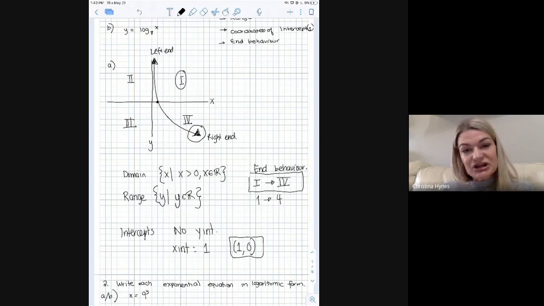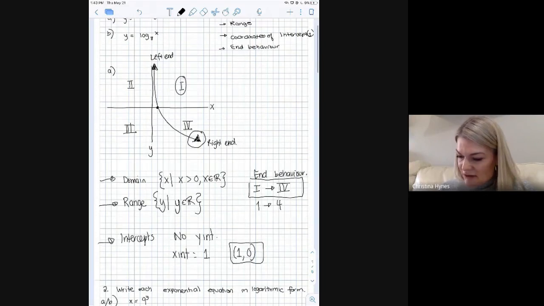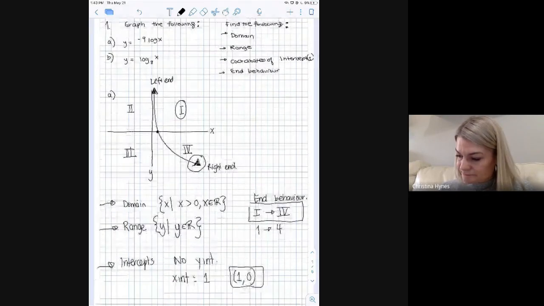That might change depending on each of these graphs, but pretty much the rest should be the same for all of the graphs. Okay, I'm going to repeat those steps now for question B.